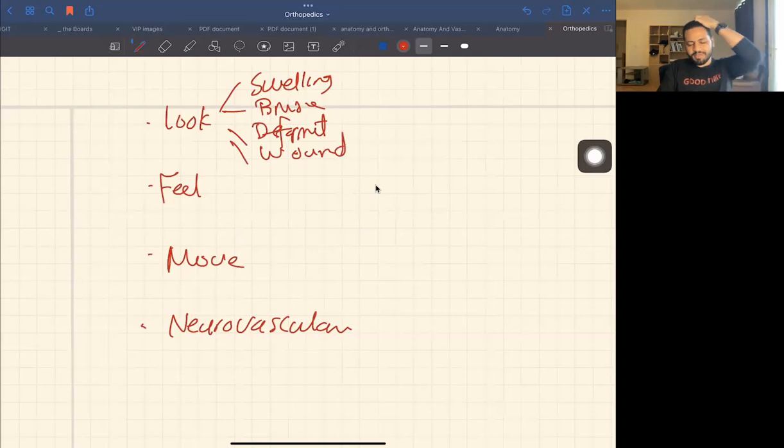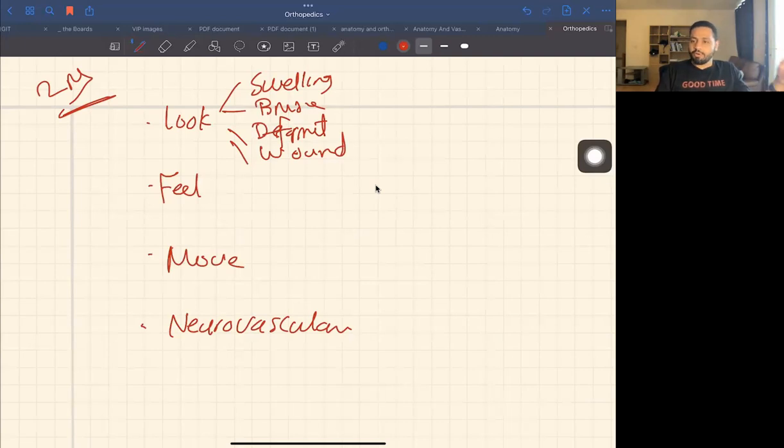Right? So this is basically your secondary survey. So you have a patient presented to you with trauma, and you need to find out what has happened to this patient and examine them and find if there was any kind of fracture or potential imaging that you need to do. So you need to look, feel, move, and do neurovascular assessment.